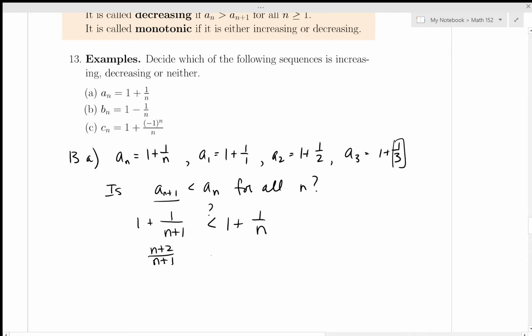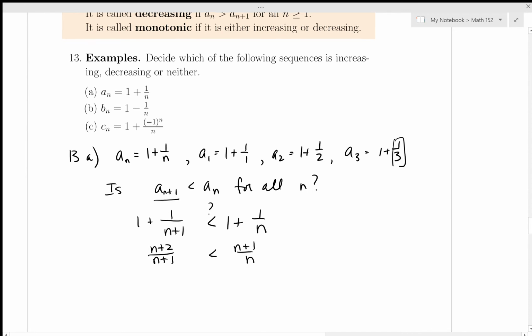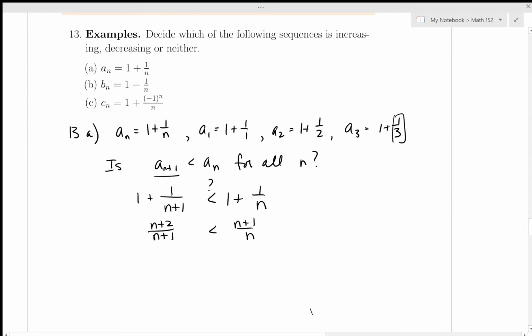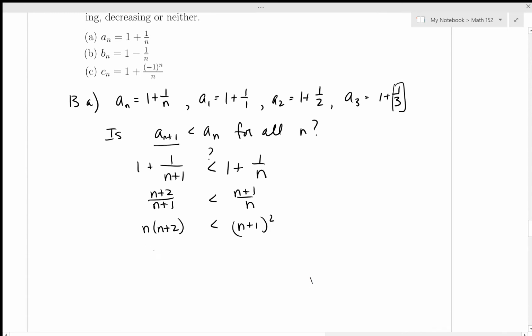I'm wondering, is that always less than n plus 1 over n? I'm going to multiply both sides by n, and I'm going to multiply both sides by n plus 1. So I'm going to get n times n plus 2. I'm wondering, is that less than n plus 1 squared? Then I can expand n squared plus 2n. And I'm wondering, is that less than n squared plus 2n plus 1?